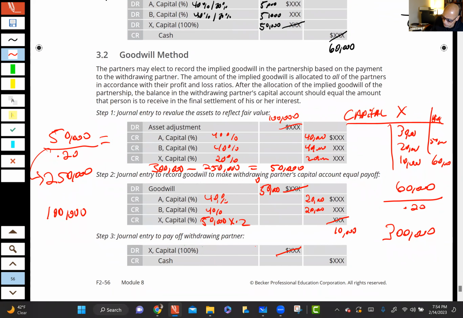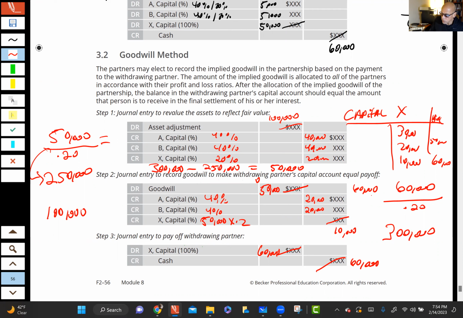him out. We're cashing him out for 60,000. So we debit his capital account, that closes him out, and we credit the cash for 60,000 because that's the money that we're giving him. Okay, so again, I got a little stuck there.